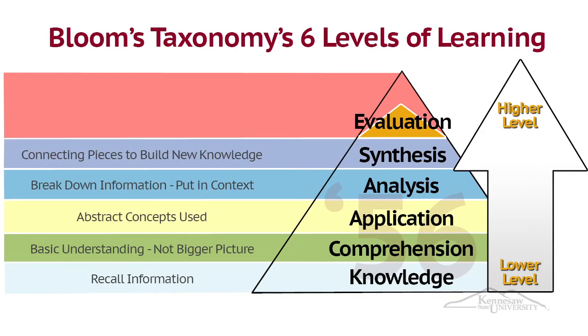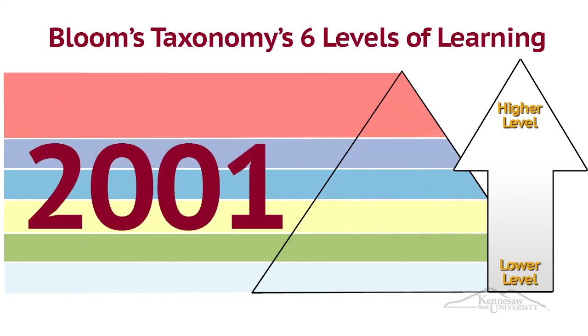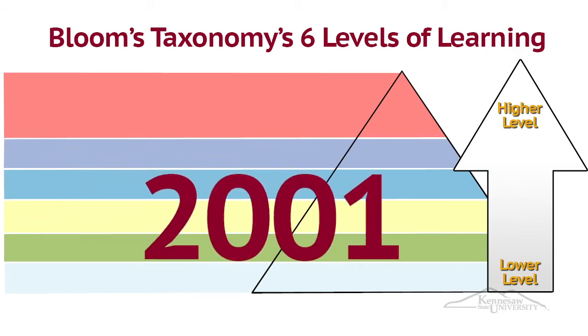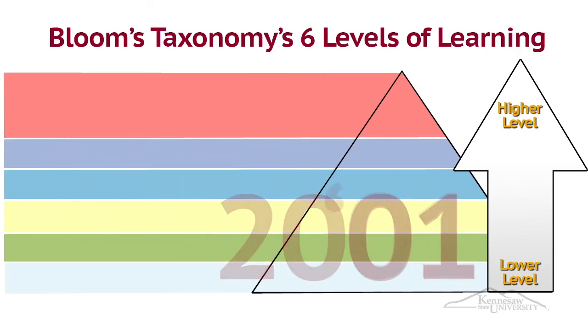Finally, evaluation is the highest level of learning according to Bloom's 1956 taxonomy. And in this level, students are judging the value of any new knowledge, material, or concept. In 2001, several researchers decided that Bloom's taxonomy needed to be revised. The resulting revision of Bloom's taxonomy uses action words to describe and classify learning activities.